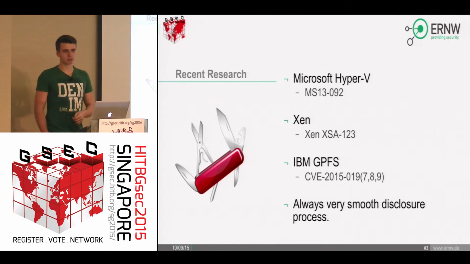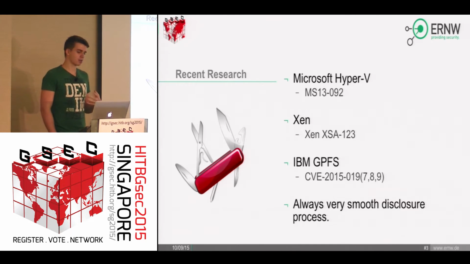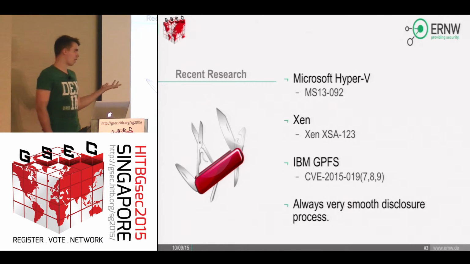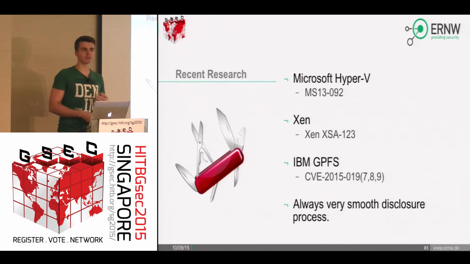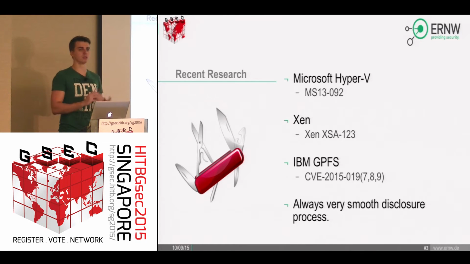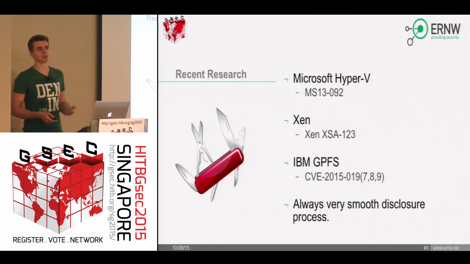We had findings in Microsoft Hyper-V, the open source Xen project, and also in IBM software, which doesn't have the best reputation for its vulnerability response process, but every time it was a really smooth process. We didn't have any problems at all, and everything was what you normally hope for when you disclose a vulnerability.